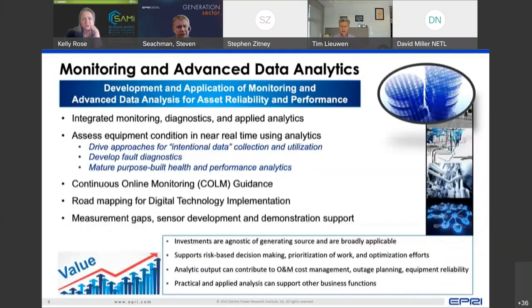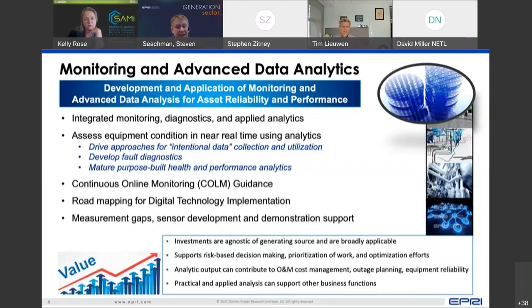Another program within the generation sector is Monitoring and Advanced Data Analytics, Program 228. This one is looking at integrating monitoring, diagnostics, and applied analytics in the power plant, as well as monitoring and diagnostic centers, driving approaches for intentional data collection and utilization. So once again, making best use of the data that you have, developing fault diagnosis. So once again, giving more information to that subject matter expert so they don't have to dig as much and can make that decision much quicker.